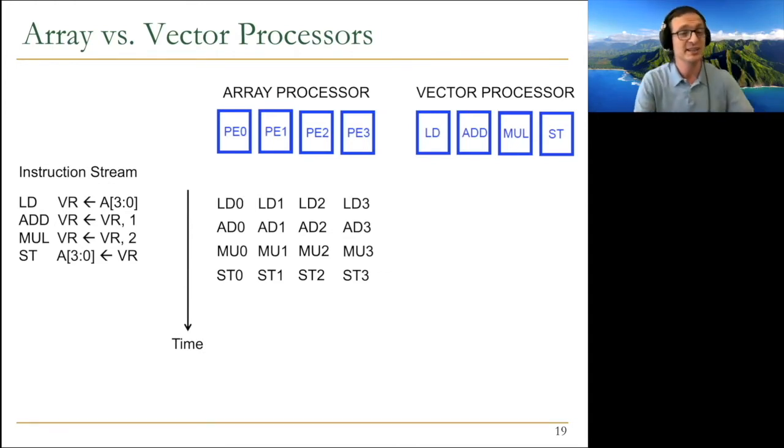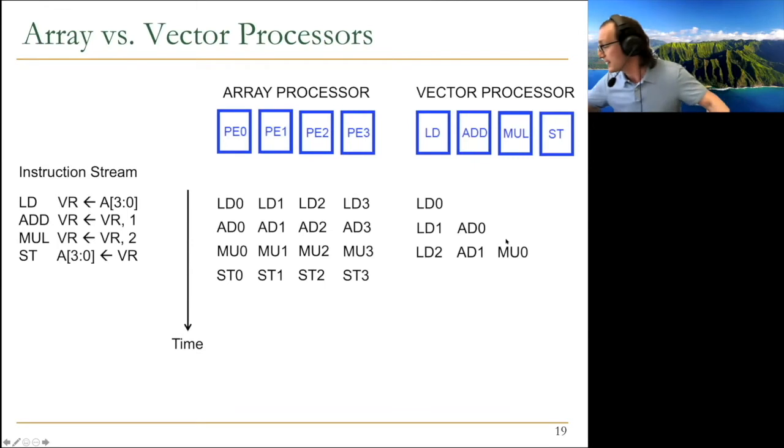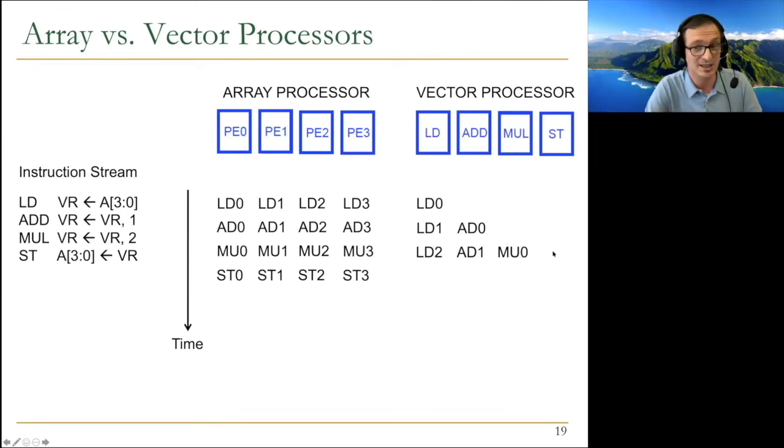Remember, in a vector processor, you start 1 operation per cycle. So we start the load of 0 in the first cycle. In the next cycle, we can start the add of 0 in the addition unit, and we can start the load of the first element of the vector. In the next cycle, we can start the load of the second element of the vector, while the addition can continue, get the result from this first load and add the first element of the vector. And multiplication units can be operating on the 0th element of the vector, as you can see.